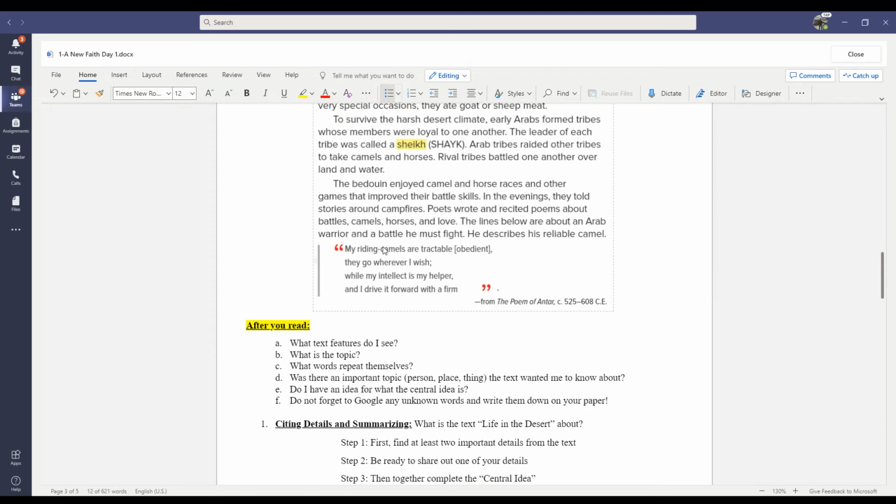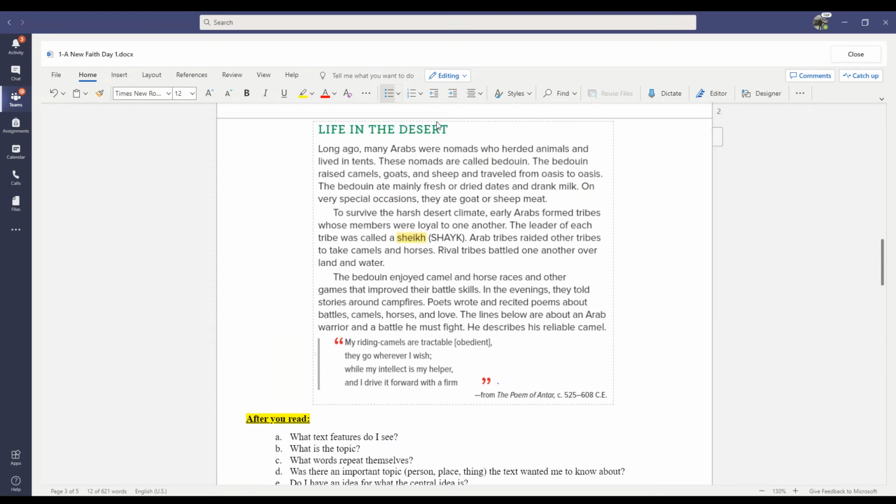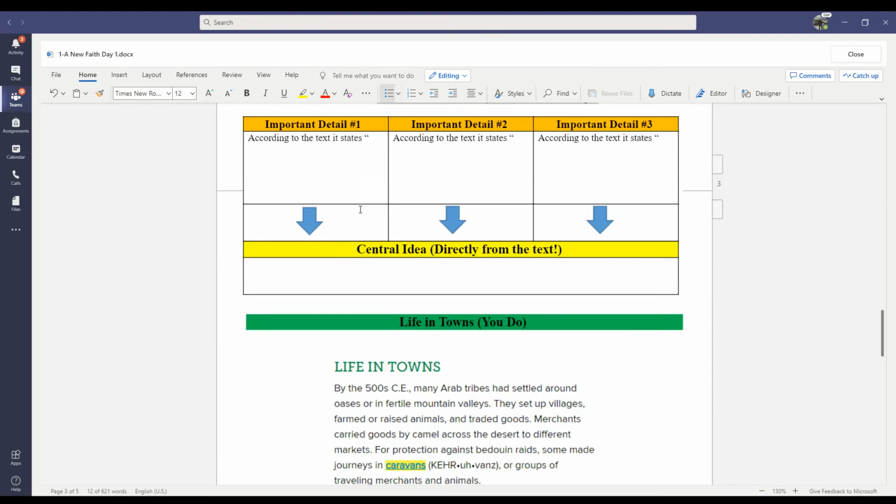If you figured out what the topic was, keep in mind your title, the text feature, will help you find out what the topic is. For example, in this one, life in the desert. So we know that this is going to be about life in the desert. So who lives in the desert? What kind of people is this section talking about?